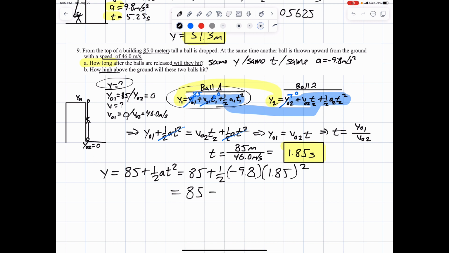Well, 1.85 squared times 9.8 divided by 2 is about 16.77, and 85 minus that is roughly about 68.3 meters off the ground is where they're going to collide with each other. So they collide in 1.85 seconds. They also collide 68.3 meters off the ground.